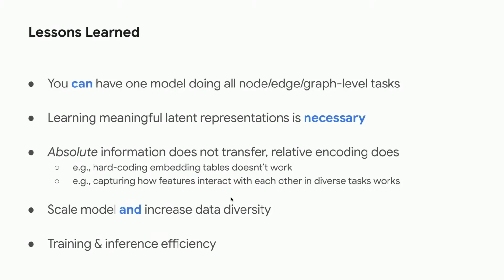So some lessons learned from that project is that, well, indeed we can have one model that would do all the tasks for us, node, link, and edge level. Perhaps the most important component there is that we need to learn meaningful latent representations, meaning that we need some representation learning methods and ways to convert those different graphs and features to the same latent space. The absolute information doesn't transfer, relative encoding transfers. That is a very big hint on the algorithms that you can use for that.